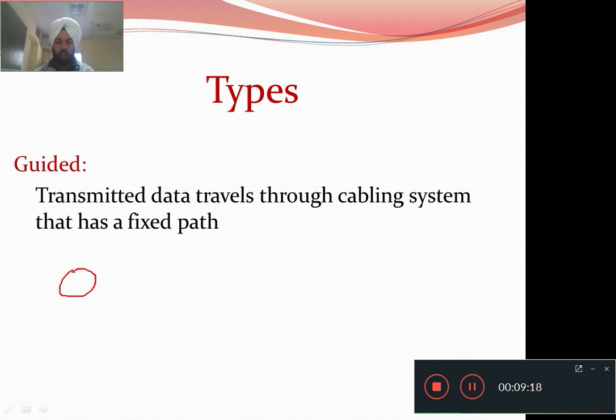Like this is one computer and this is another computer. The data may travel like this. This is a wave, from one computer to another. Guided means that it goes along that path.